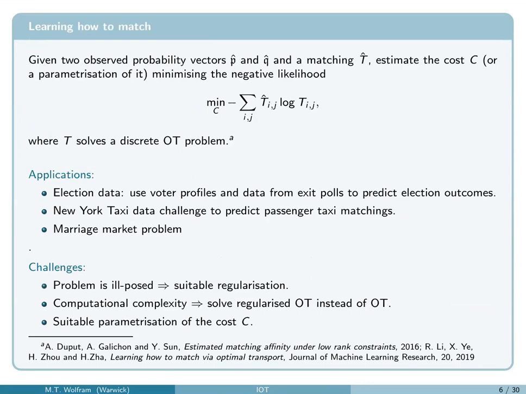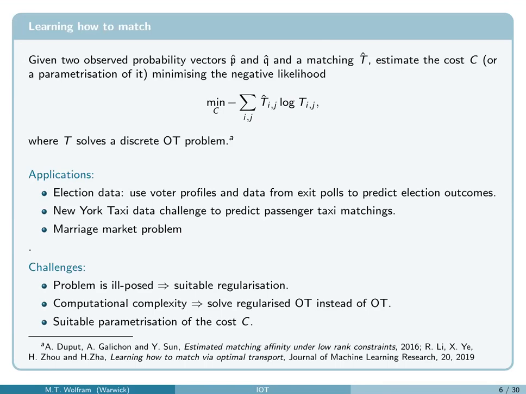The second problem, which was looked at more in the setting of economics, is what's called learning how to match with optimal transport. These are very recent papers in the machine learning community. Here the question was rather similar. We have two given probability vectors, P and Q hat, and you observe the matching between the two. You want to estimate the cost by minimizing the negative log likelihood. This was the objective these colleagues were looking at, and they were interested in several applications.